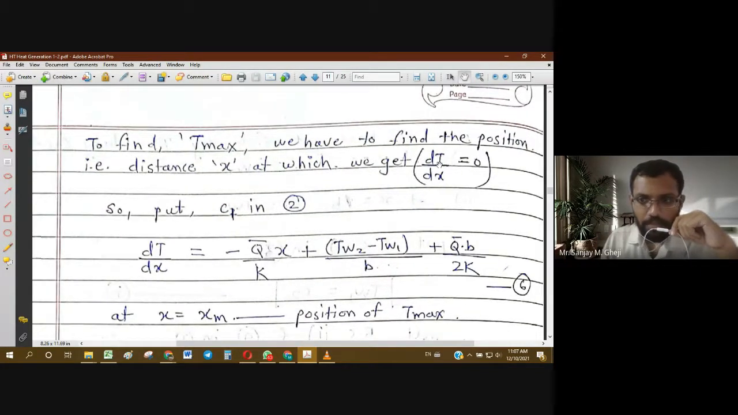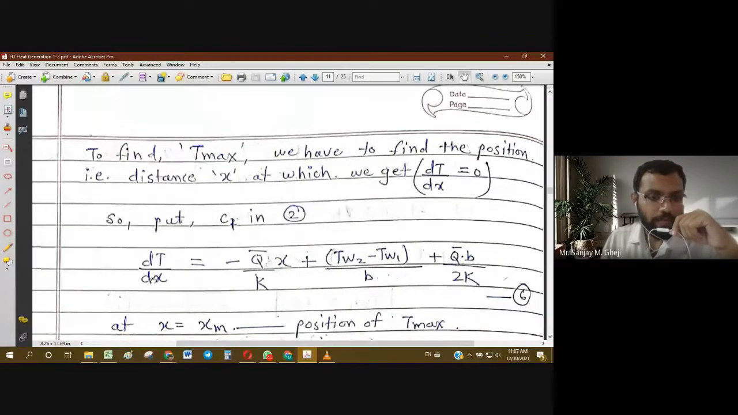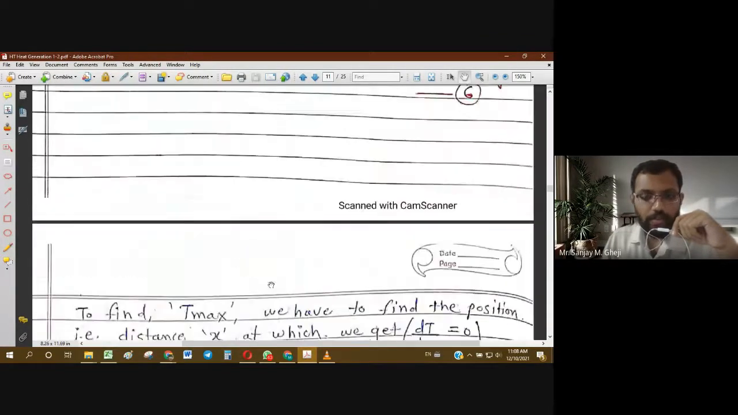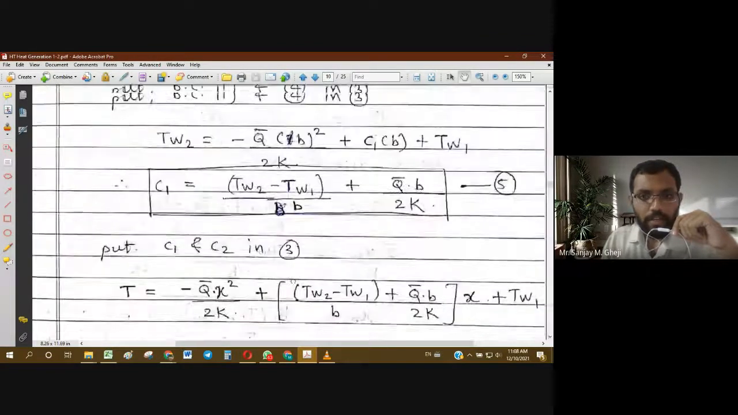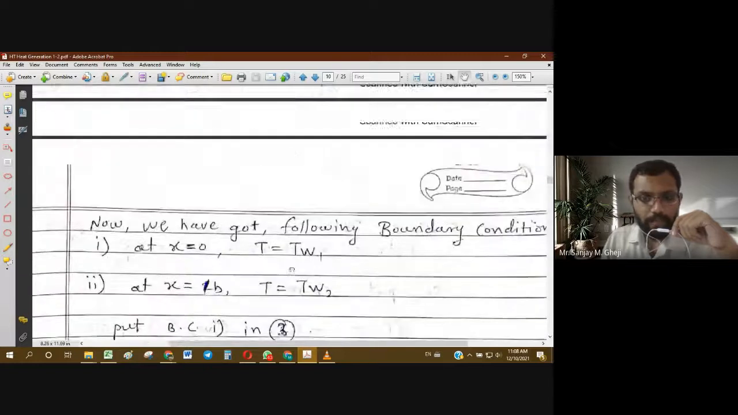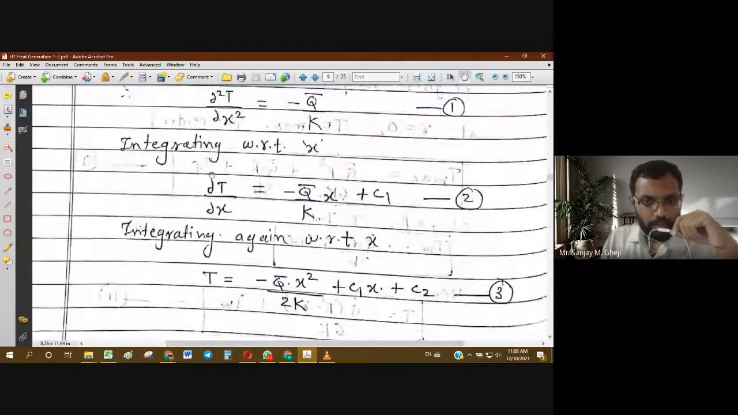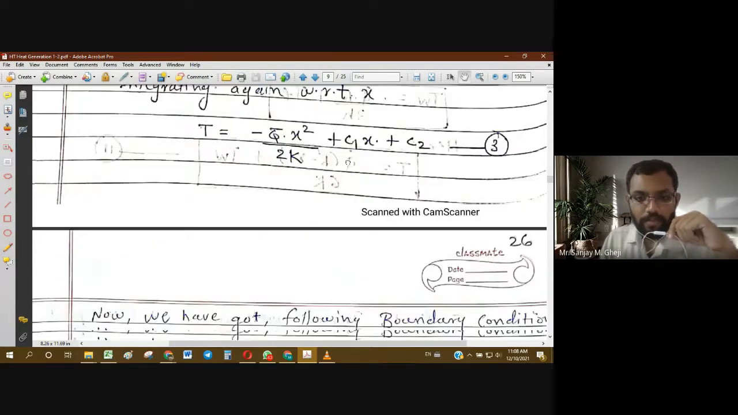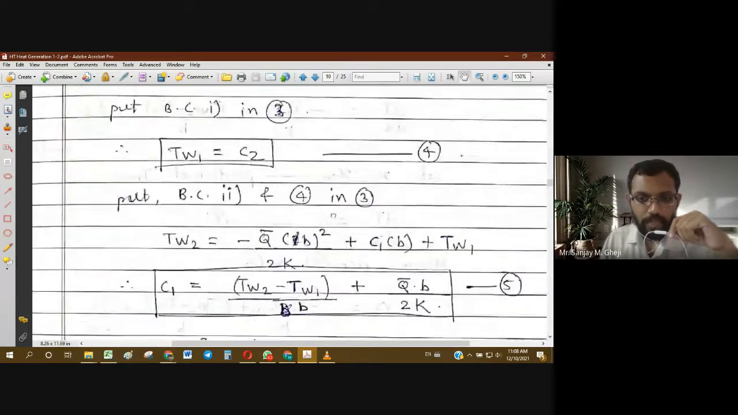We already have the equation in the form of dT by dx. We can refer back to that equation number 2. We have dT by dx equal to, in this form, minus q bar by k into x, and C1, which we have obtained, will be replaced.